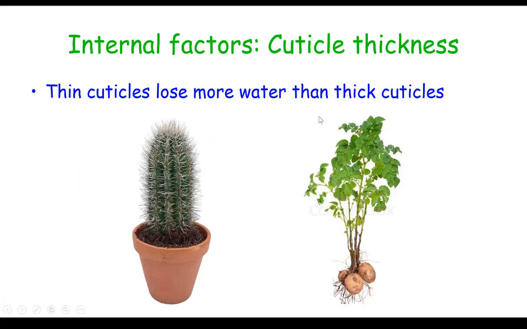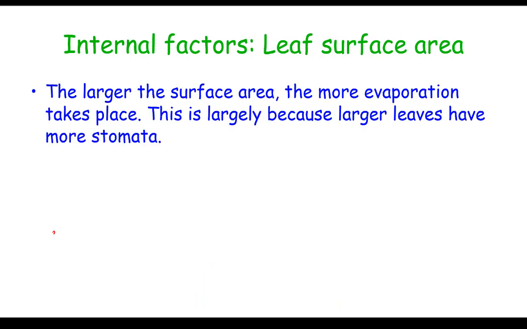So firstly we have cuticle thickness. So basically plants can actually lose water through their cuticles or through the stomata. Obviously most of it goes through the stomata, but different plants will have different cuticles. Now remember, the main function of the waxy cuticle is to prevent water loss. So it makes sense that if you've got a thick cuticle you'll lose less water, and if you've got a thin cuticle you'll lose more water.